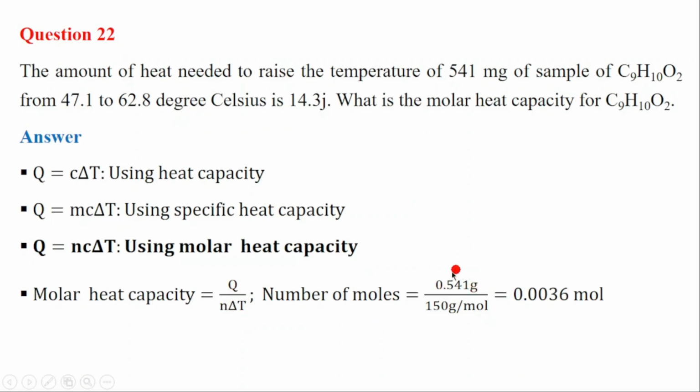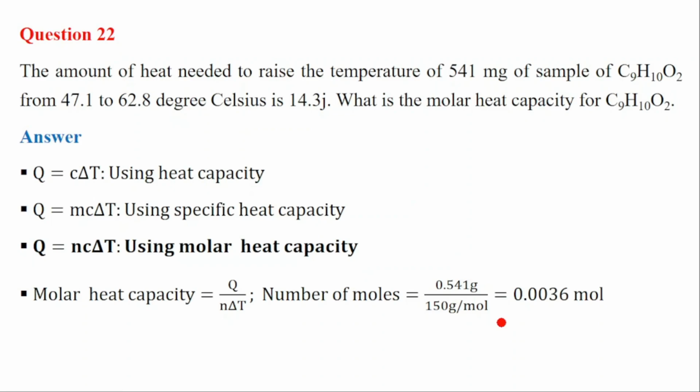The change in temperature was given by the final temperature, which is 62.8, and the initial temperature, which is 47.1. Let's calculate the number of mole. The number of mole will be equal to the mass, which is 0.541 gram, divided by the molar mass. The molar mass for the compound C9H10O2 is equal to 150 gram per mole. So we need to take 12, the molar mass of carbon, and multiply it by 9.